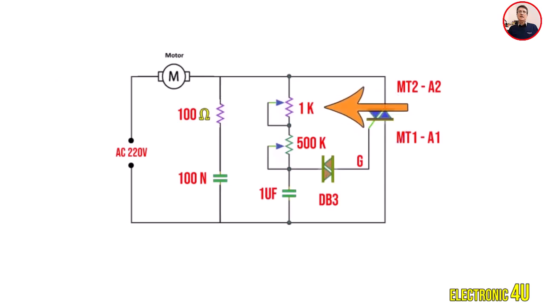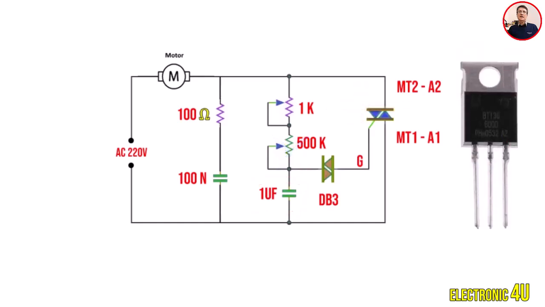The job of the 1 kΩ multi-turn pot is to ensure that even if the 500 kΩ potentiometer is set to 0, excessive current is prevented from flowing into the capacitor and diac, granting a minimum resistance in the charging path. But the most important component in this circuit is the Triac.